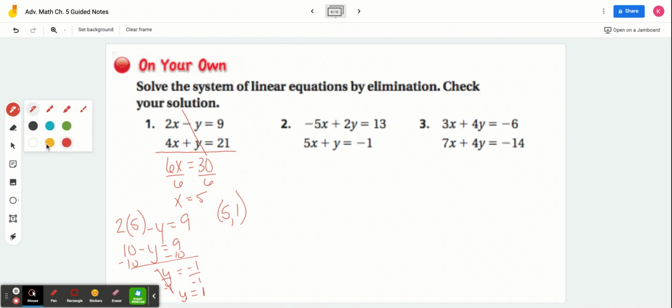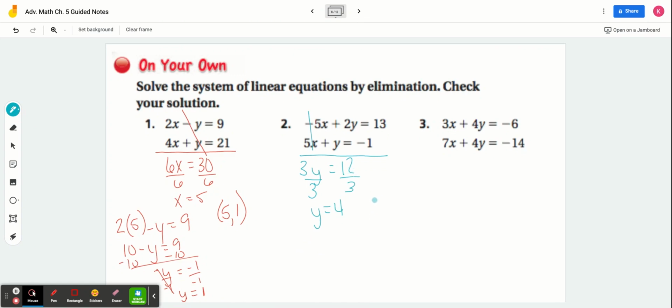So now with number 2, we can do the same thing. Go ahead and give number 2 a shot right now. On number 2, we can see that we have negative 5x and 5x, and 2y and y. We can see here that these two, negative 5x and 5x, will eliminate. They'll cancel. So we can combine our remaining pieces of the equations. So 2y plus y is 3y. 13 minus 1 is 12. And when we solve for y, we find that y equals 4.